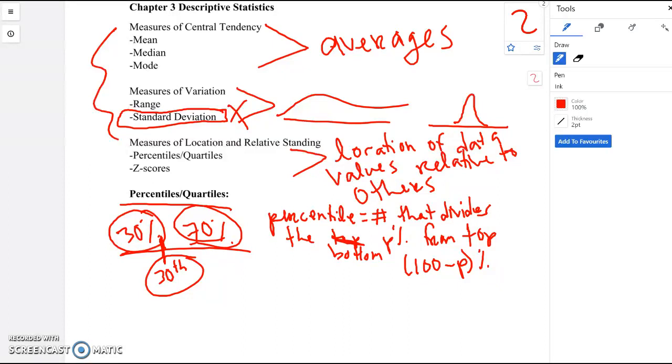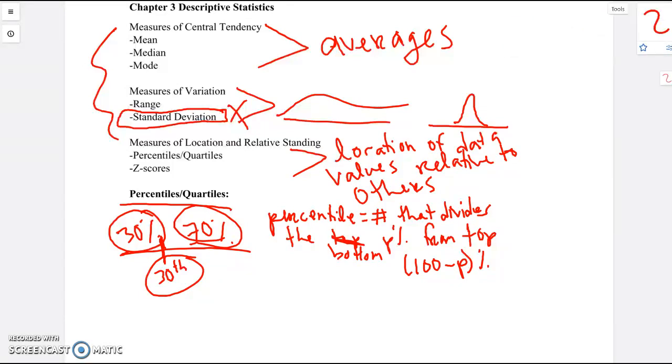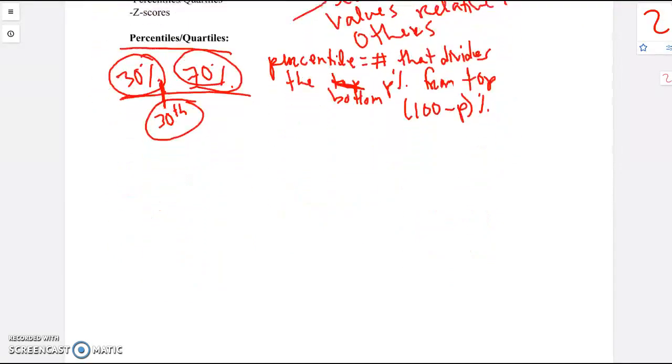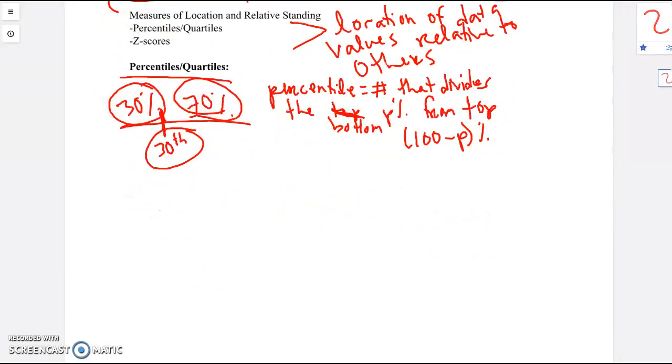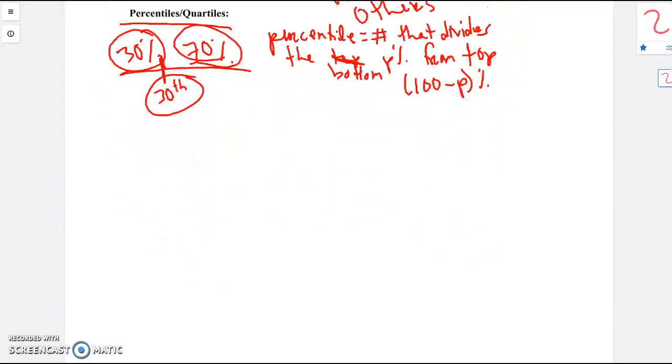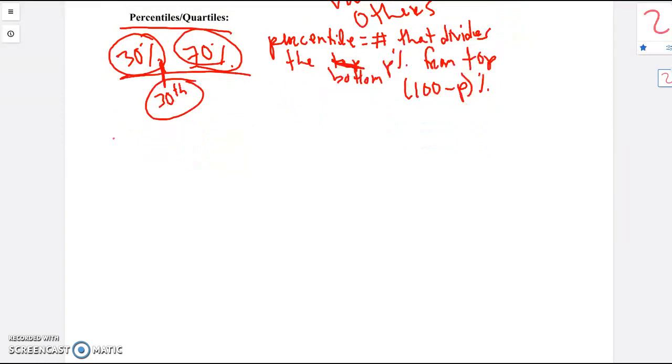When we talk about normal distribution and more continuous random variables later on in the chapters, I'll explain a little bit of what a percentile really is in the continuous case. So right now you don't really need to know much more about it. What I really want you to know, though, is what a quartile is. A quartile actually is the same thing as a percentile, kind of.